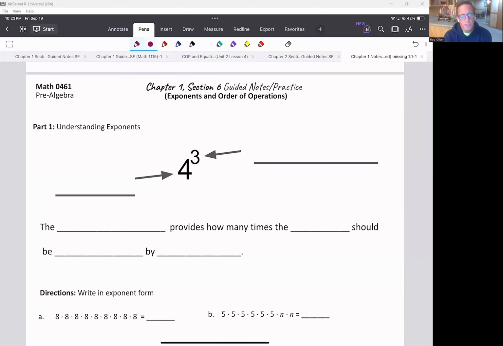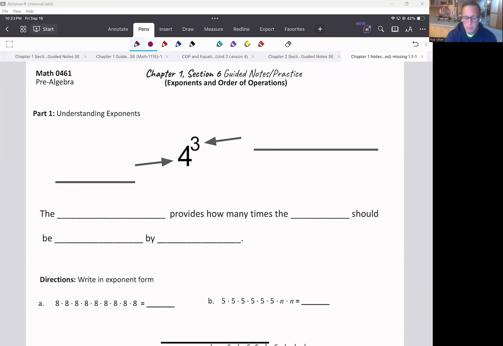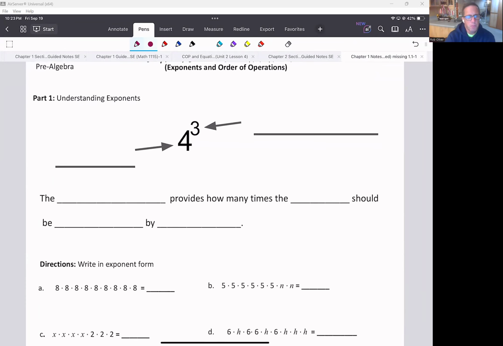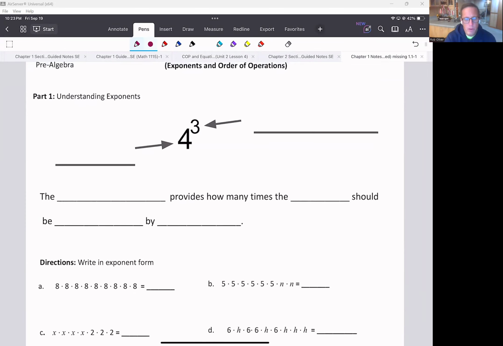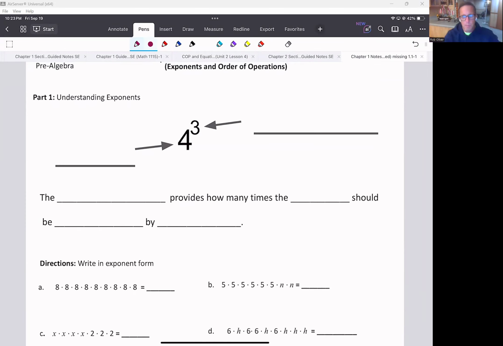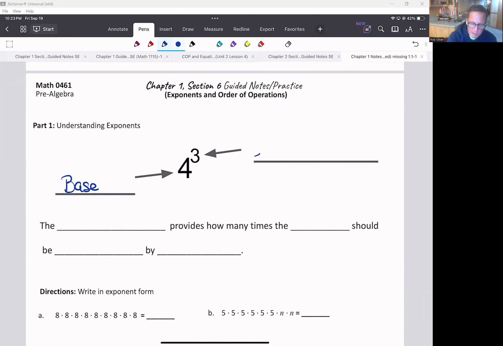Okay, let's go ahead and start chapter 1, section 6, which covers exponents and a little bit of order of operations. So the first part right here, understanding exponents, we go through the parts of a power. That's 4 to the third power. The whole thing is called a power. Now the bottom number, the big number at the bottom, that's called the base. So 4 is the base, and obviously 3 is the exponent.